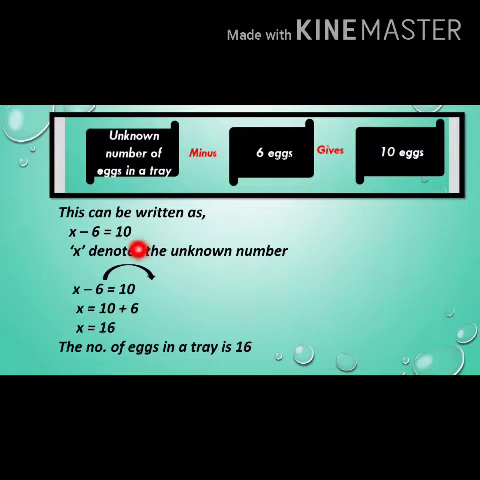According to the given statement, we can write x minus 6 equal to 10. Here x is a variable. We have to find the unknown value x. Minus 6 goes to the right hand side, which means it will change into plus 6. 10 plus 6 is 16. So the x value is 16.